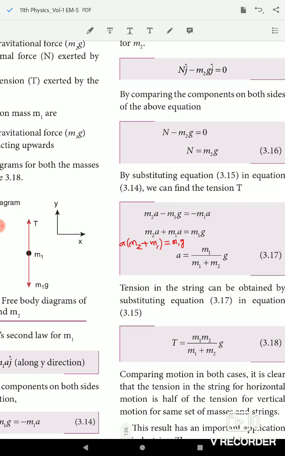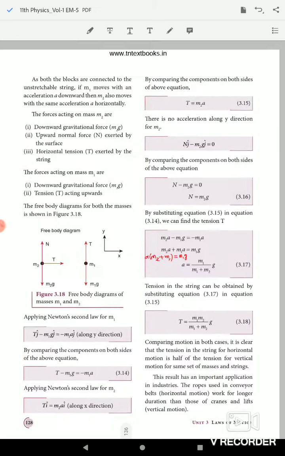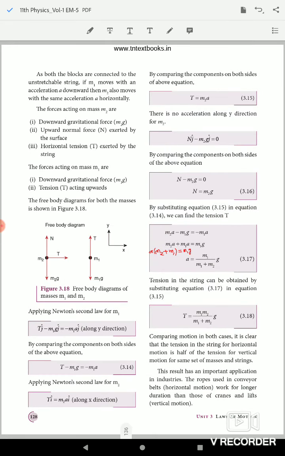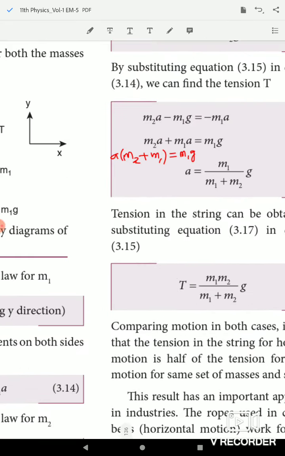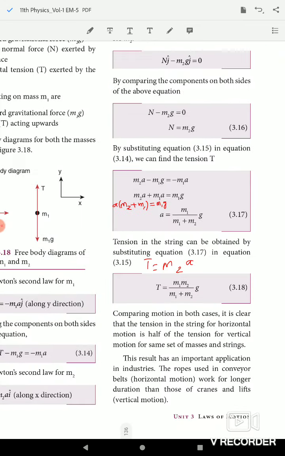So the tension in the string can be obtained by these equations. That is, substitute the a value in T equal to m2a, this equation. Okay, T is equal to m2a. In this equation you substitute the acceleration value. So T is equal to m1 m2 divided by (m1 plus m2) into g.